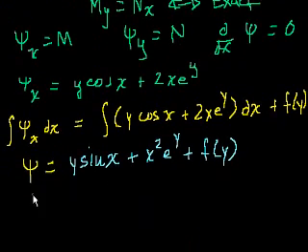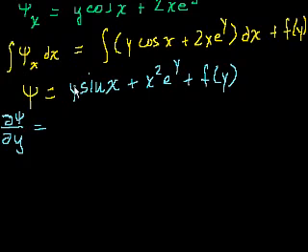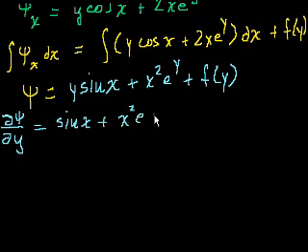So let's do that. I'll switch notation just to expose you to it. The partial of xi with respect to y is going to be equal to, so here, y sine of x is just y times a constant, so the derivative with respect to y is just sine of x, plus, the derivative of e to the y is e to the y, x squared is just a constant, so it's x squared e to the y, plus, what's the partial of f of y with respect to y? It's just going to be f prime of y.